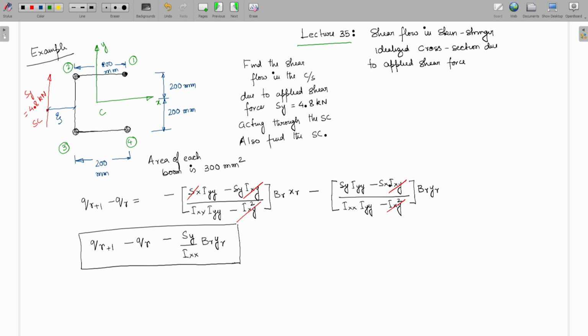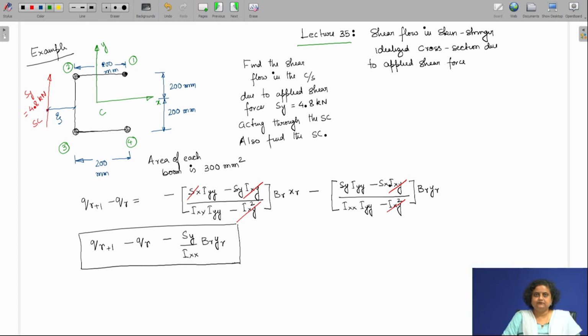We continue where we ended in the last lecture, which was lecture 34. In this lecture 35, we will be solving the problem that we had discussed in the last lecture. So, just to give a recap, we have a skin stringer idealized C-section.